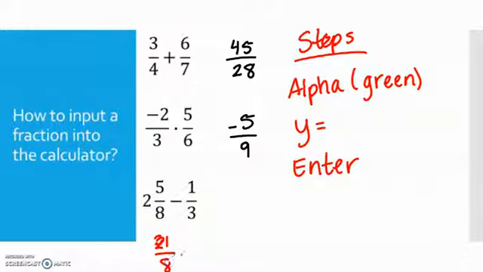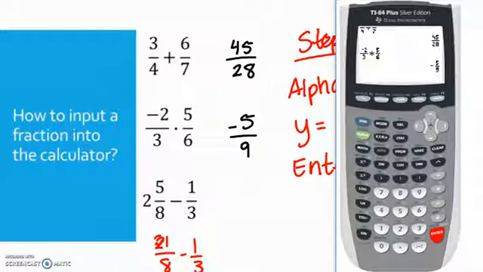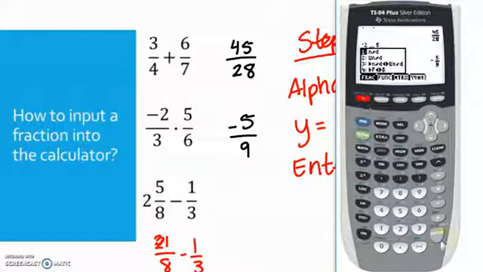21/8 minus 1/3. Okay? I would recommend doing that because sometimes it matters and sometimes it doesn't, and you guys are not so versed in the calculator to know when to do what. So yet again, it would be the same process. Alpha y equals, enter, right? And you would do 21 and then go down and hit 8. And then that's minus. And then again, alpha y equals, enter.